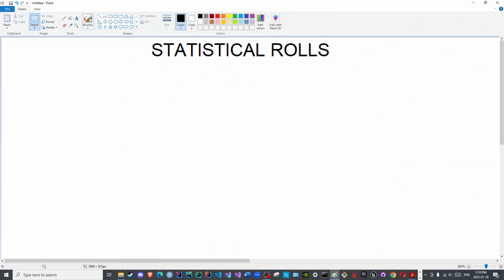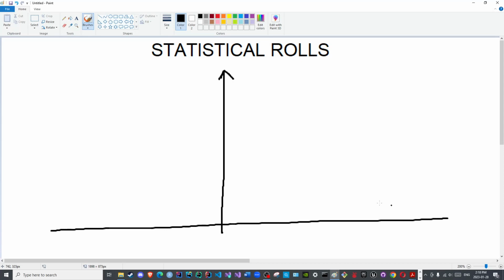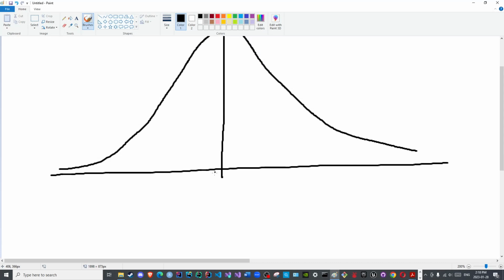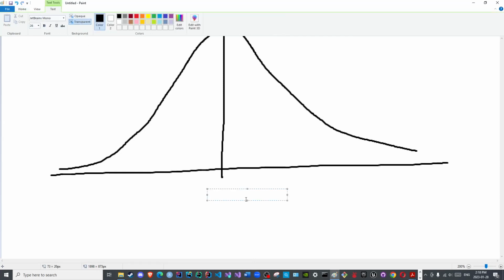If you are familiar with statistics, or if you have studied statistics, particularly the curve known as the bell curve or the normally distributed curve, like so, you will know that the central and highest portion of the curve is located at the mean, or the average.